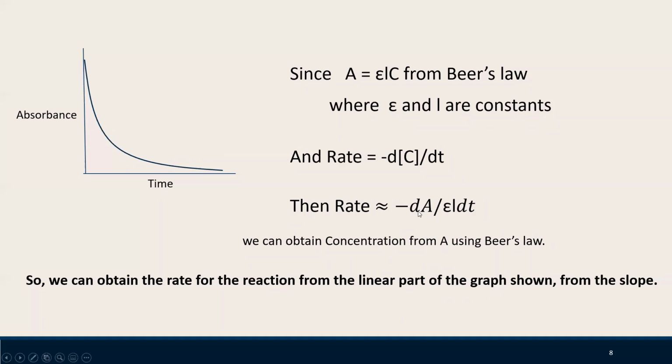So the absorbance data are provided on Canvas. You can use the absorbance over time data to calculate the reaction rate. Remember, we use the initial rate only. So that means we only use the linear part of the initial reaction. So how can you tell which is the linear part of the reaction once you have the data?